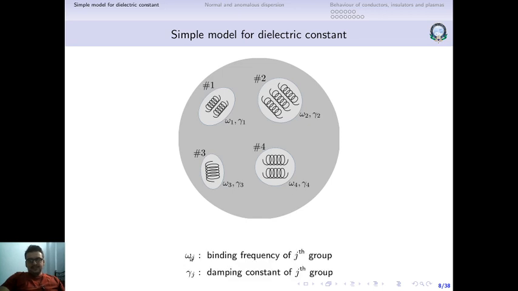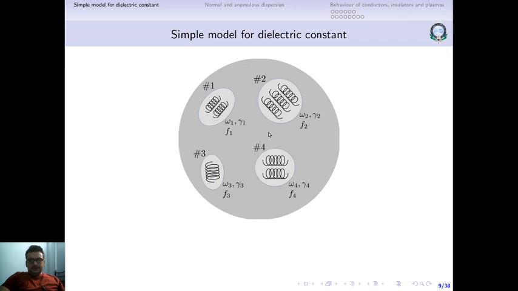So in general, omega j is the binding frequency of the jth group, and gamma j is the damping constant of the jth group. Now we bring in one more quantity called the oscillator strength, which we refer to as F. This Fj is the oscillator strength of the jth group. Basically, Fj is how strong a particular group is.